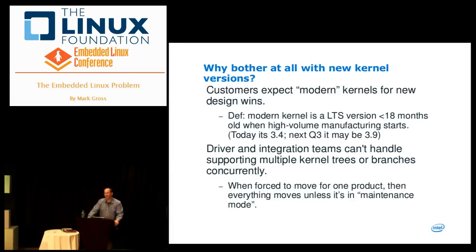And in the space I work in, the kernels that matter really are the long-term support kernels. So we're basically tracking that, and we're looking forward to getting ready for the 3.9 kernel, which right now is the anticipated long-term support. Because if it's not 3.9, then it's going to push out to somewhere like late July or August. So we kind of expect it to be 3.9.